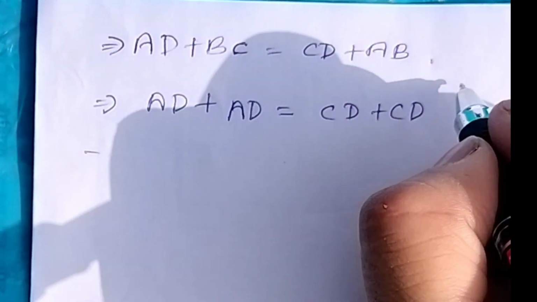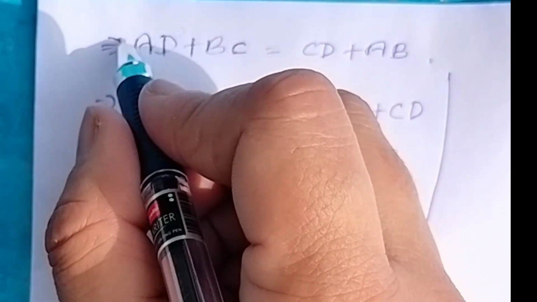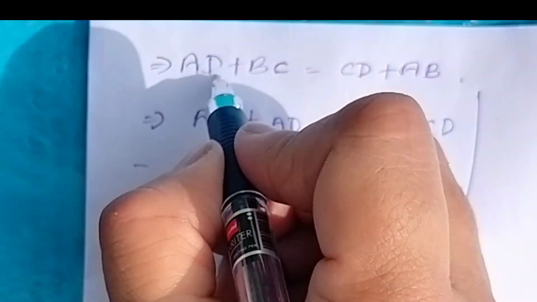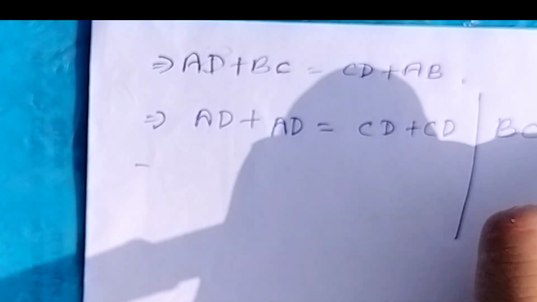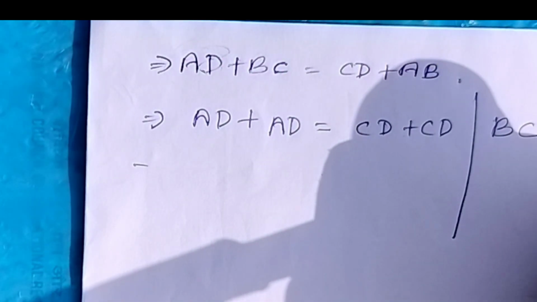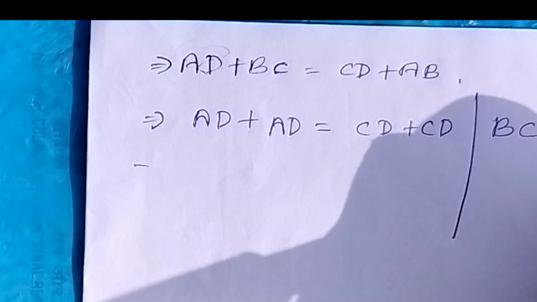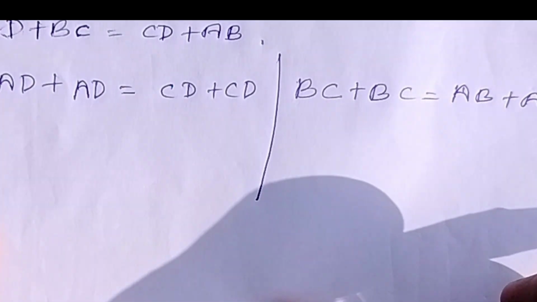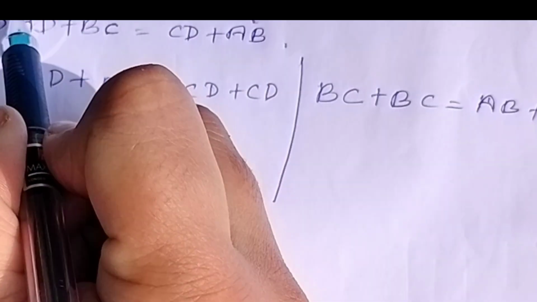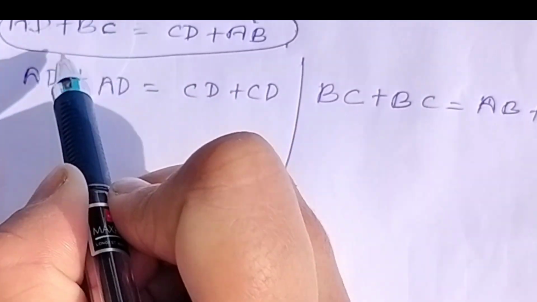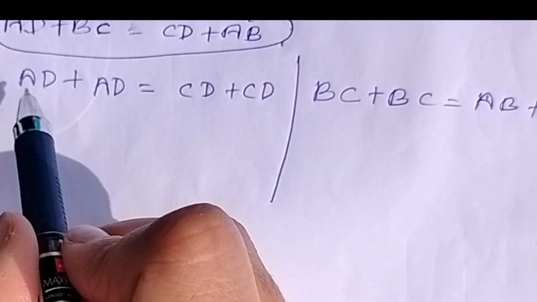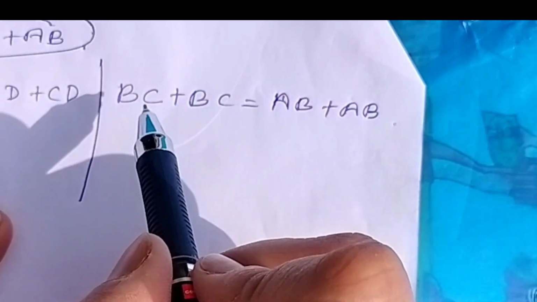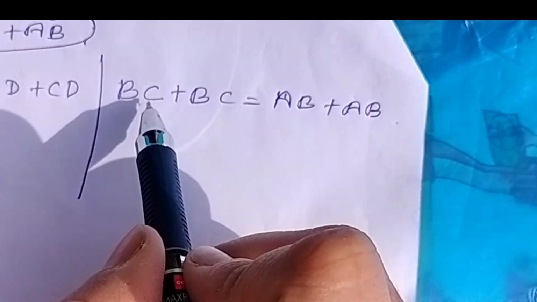Okay, from here we can write it in two ways, no. Either we can write AD as AD and BC as AD only, or we can write AD as BC plus BC, and CD as AB plus AB. Either we can suppose this is your equation, AD plus BC. Since we know that AD and BC are equal, either we can write AD as AD and BC also as AD, or we can write AD as BC and BC as BC.